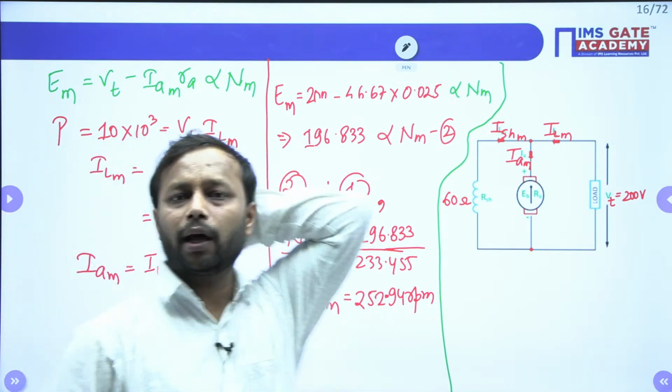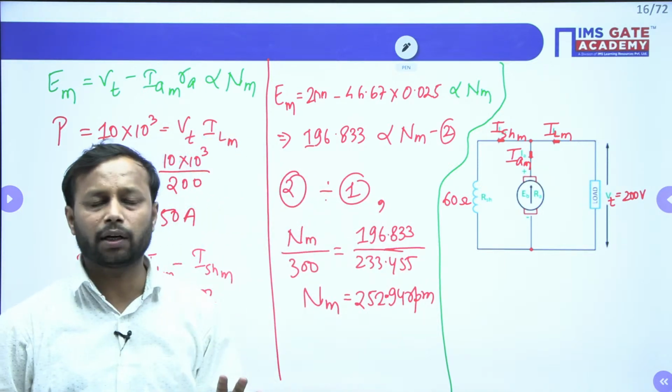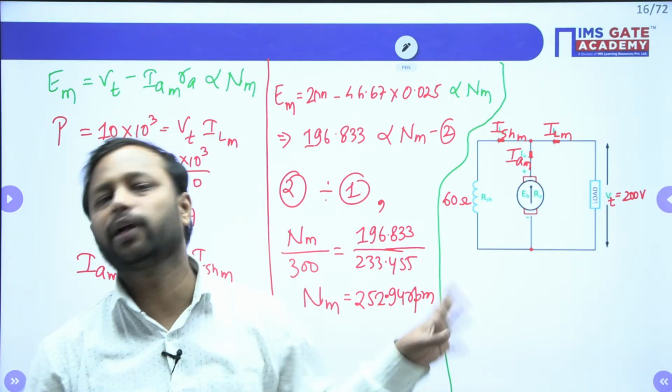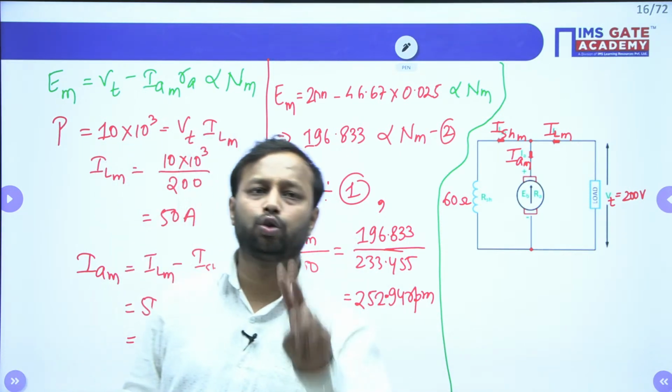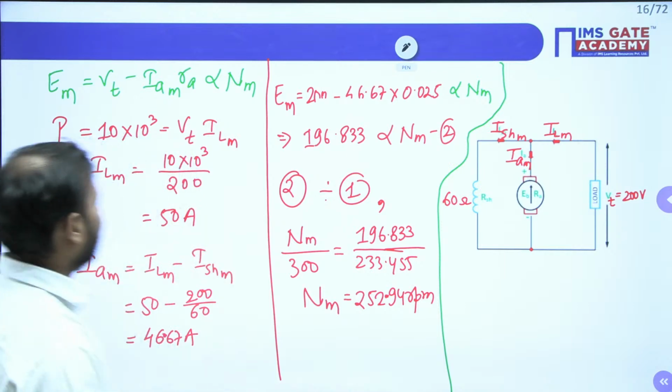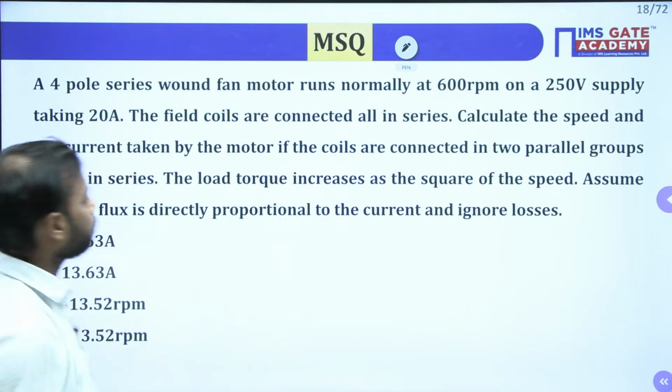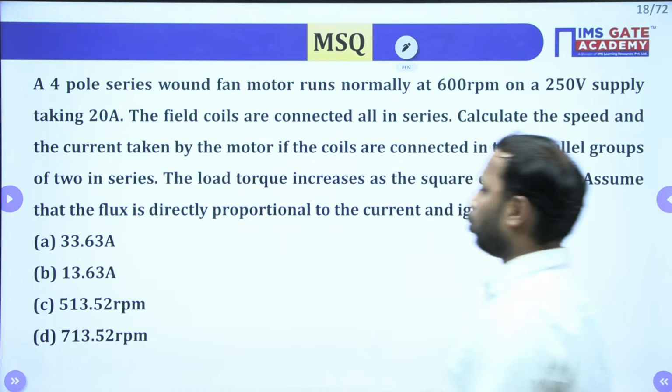Alright. So here again I have used the EMF equation and the KVL, KCL, nothing more than that. For all DC machine questions you require these two parameters only. So let us move ahead with the next question that we have, which is MSQ.